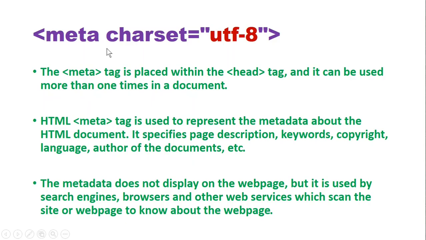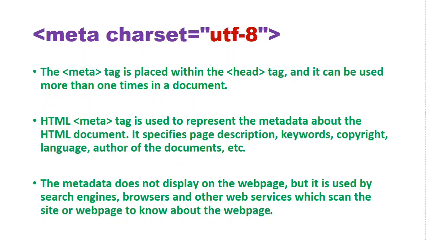So this is the meta tag which represents the meta information, and it is using an attribute which is the charset attribute whose value is UTF-8. The head tag can contain a number of meta tags, but in the boilerplate code we have only one meta tag. So this meta tag has an attribute which is charset, and this charset attribute has a value UTF-8. The meta tag is placed within the head tag, and it can be used more than one time in a document.